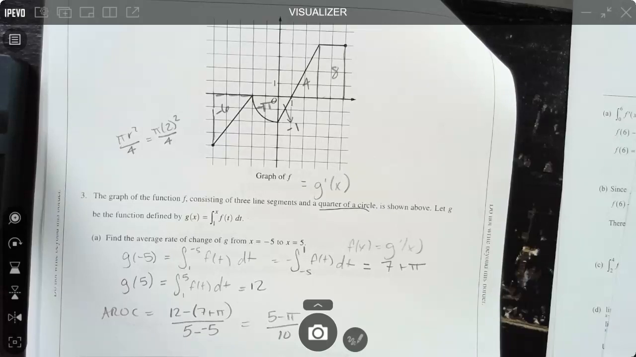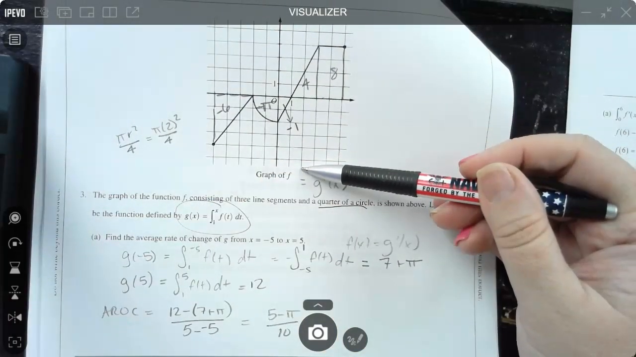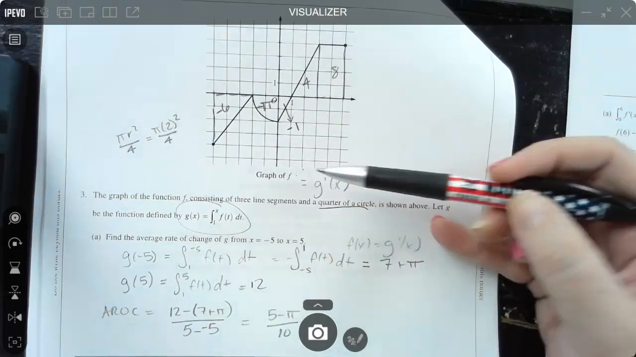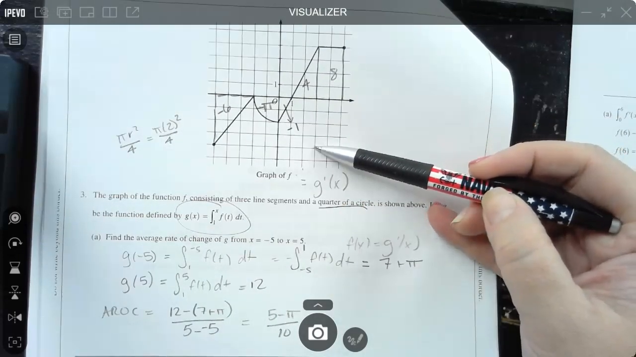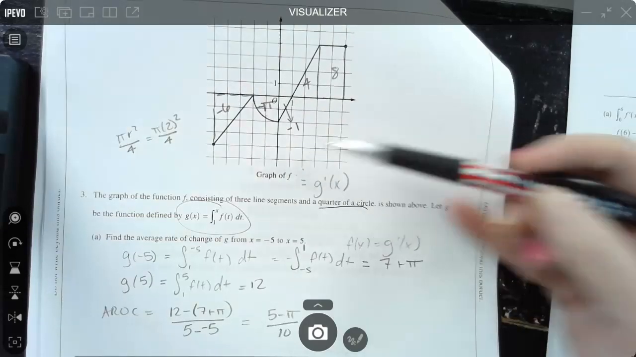So let G be the function defined by, and I have my nice little equation here. Of course, y'all know I always go ahead and interpret: if this is the graph of f and g is the integral of f, that means this is the derivative of g. So make sure you know what you're looking at. That's the key for me to do.